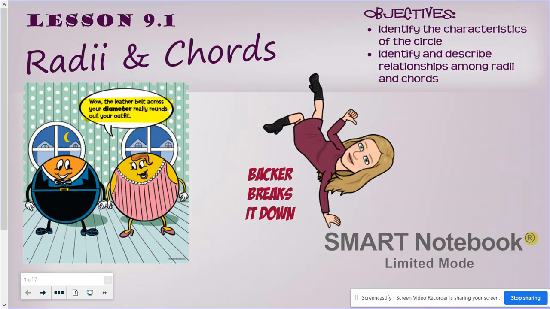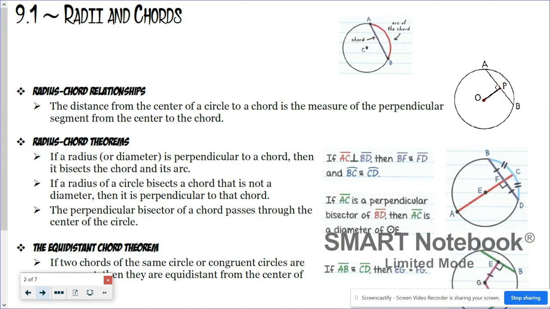In this episode, we are going to look at radii and chords of a circle. We're going to identify and describe some relationships between these two. Previously, when we last met, we investigated radii and chords, and so we've already kind of discovered all of these relationships. But in case you have forgotten, I'm going to go over them one more time.